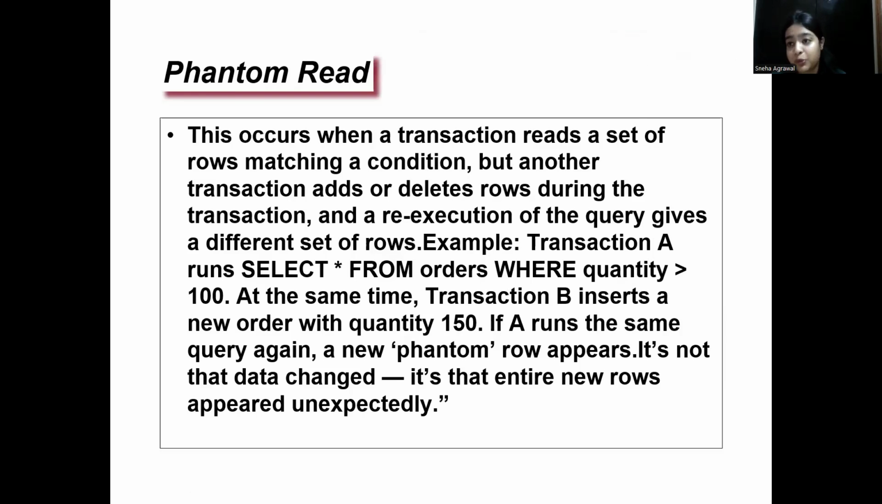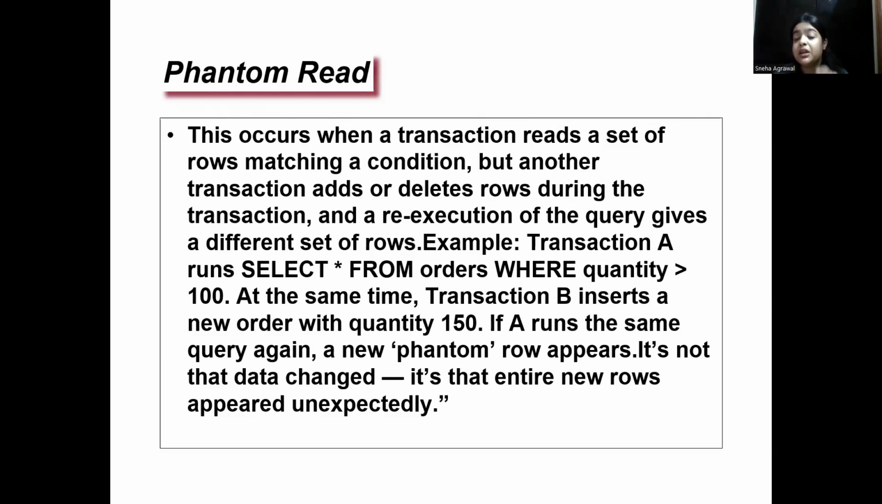Now let's come to the third problem, that is the phantom read problem. This occurs when a transaction reads a set of rows matching a condition, but another transaction adds or deletes rows during the transaction, and the re-execution of the query gives a different set of rows. So let's understand everything with the help of an example. There is a transaction A which will run a query where it will select all the data where the quantity is greater than 100. So it would get all the data where the quantity was greater than 100.